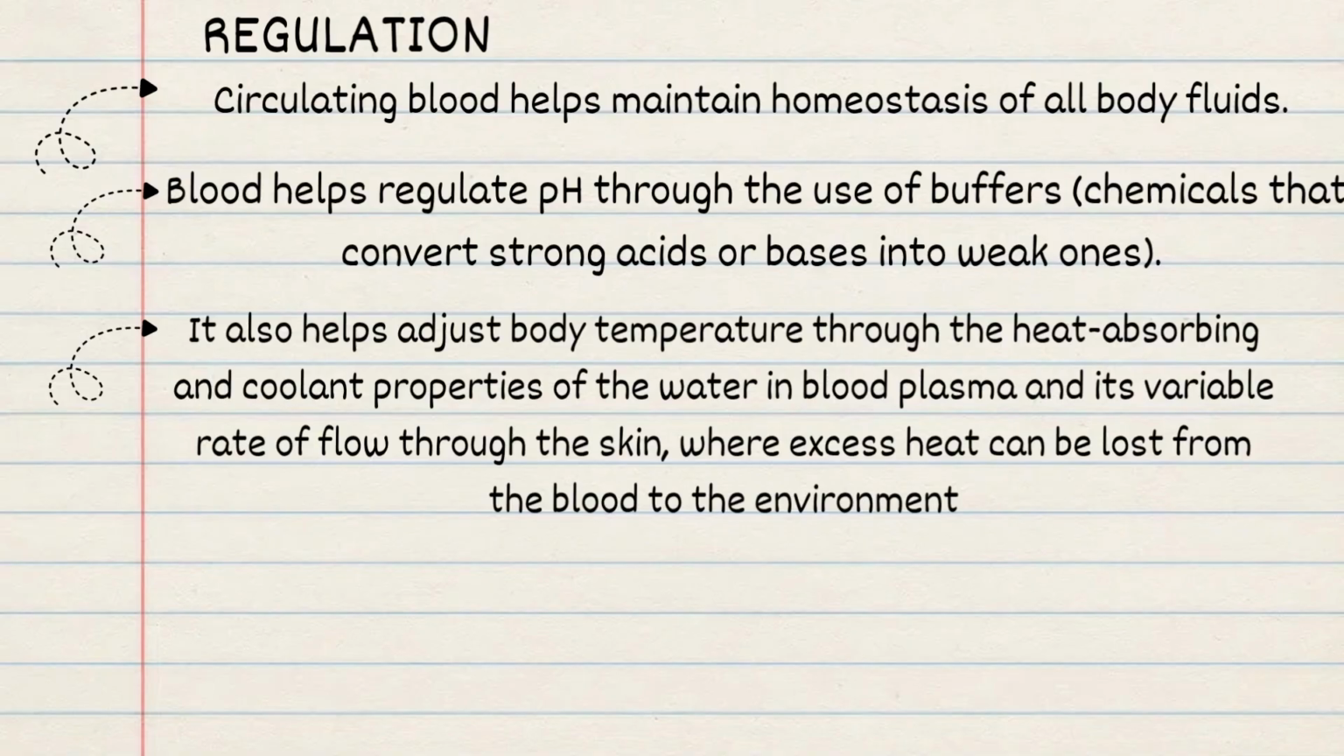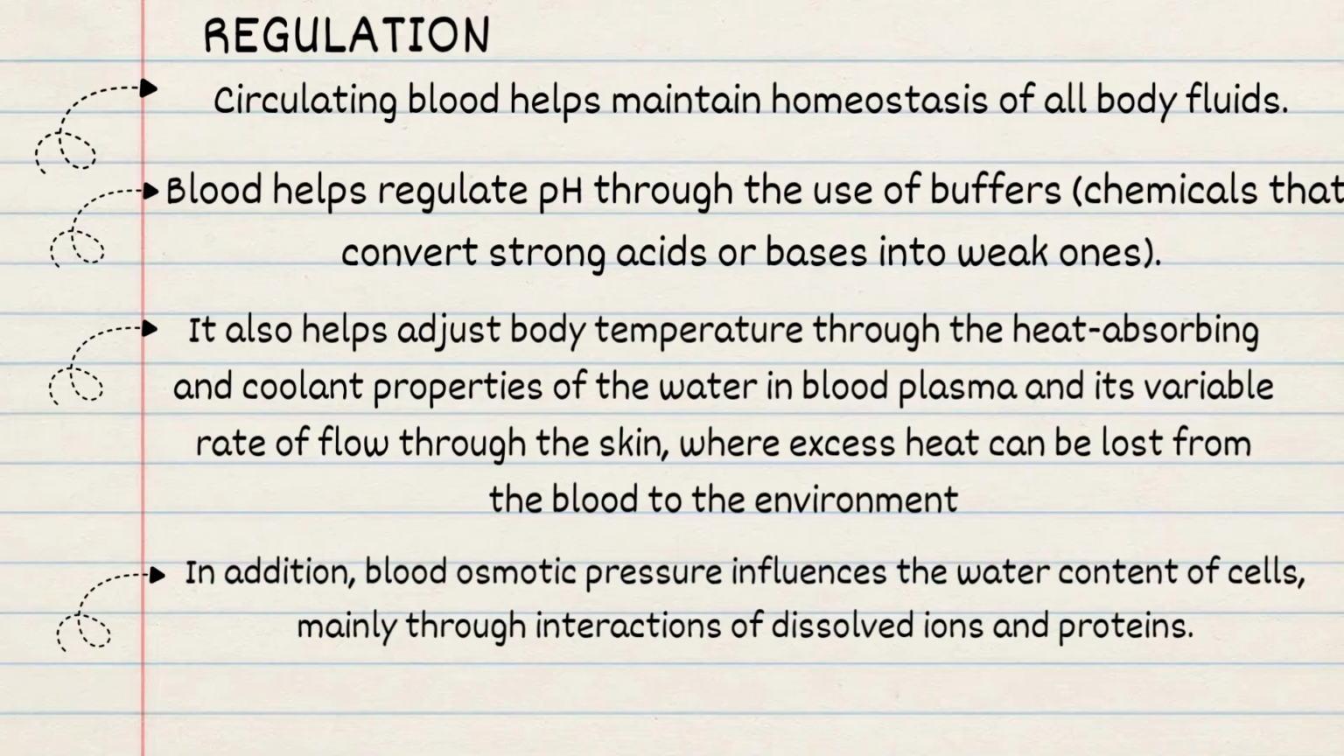Blood osmotic pressure influences the water content of cells, mainly through interactions of dissolved ions and proteins. It means osmotic pressure is the force that causes water to move across cell membranes. Blood contains dissolved ions, such as sodium, chloride, and potassium, and proteins, especially albumin. These dissolved substances create osmotic pressure, which controls the movement of water between the blood and body cells.